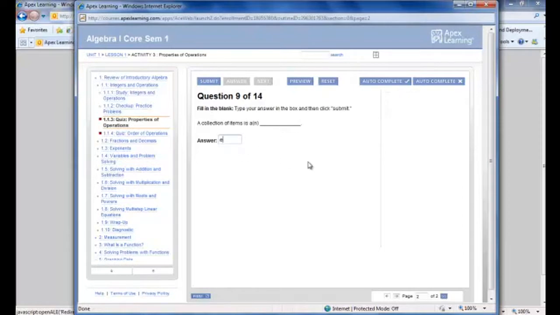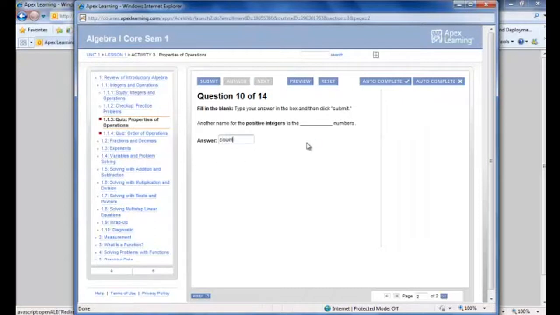A collection of items is also called an element. Now if you spelled it wrong, or you did what I did, you got it wrong. If you spell it wrong and you know you spelled it wrong, and it's an obvious typo, the computer knows some of the typos, but otherwise, if you know you spelled it wrong and it was really the right answer, you can email your facilitator and say, hey, I got this one right. Could you check it for me? And they'll check.